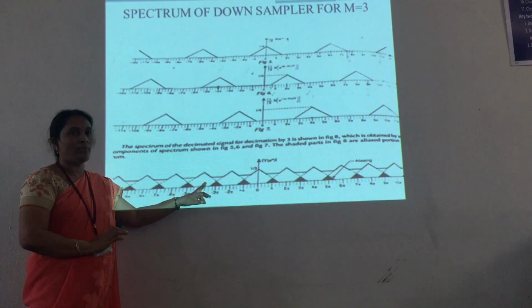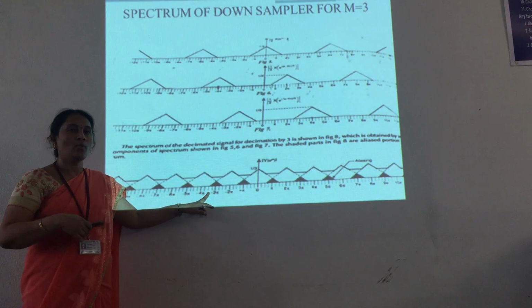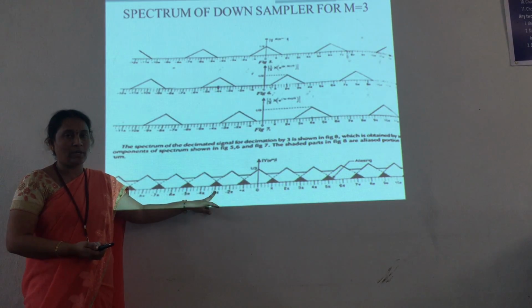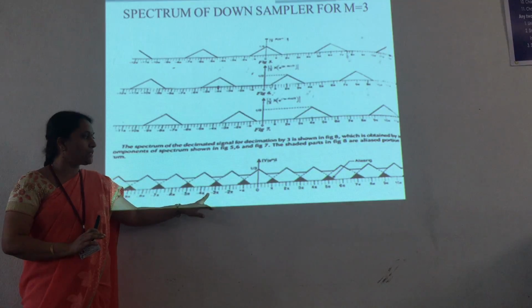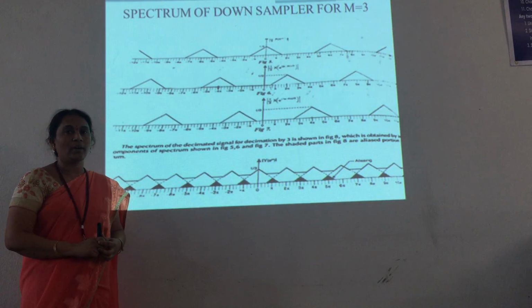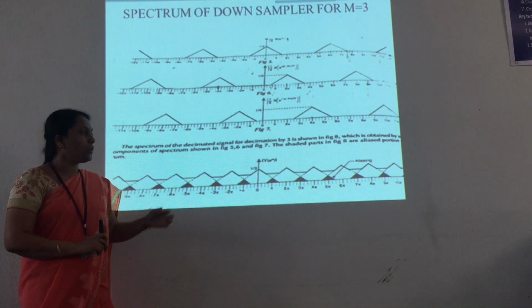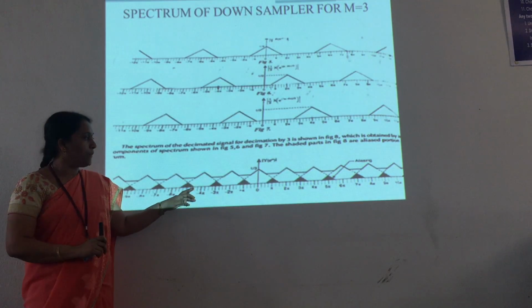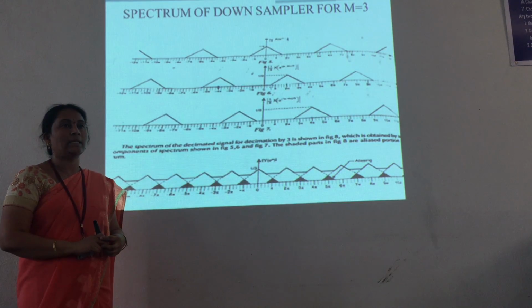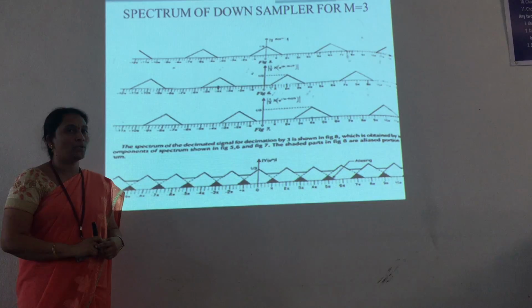So generally we will prefer only the filter. Now what is the type of that filter? That is the first question. My second question is what is the cutoff frequency of that filter? By answering these two questions, we will get the exact portion of the downsampler.